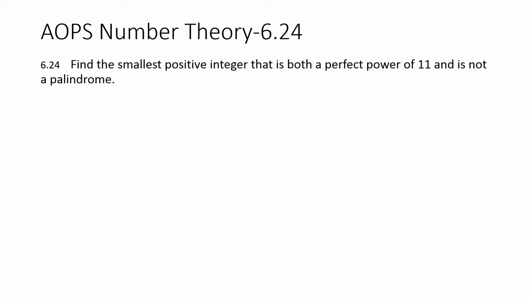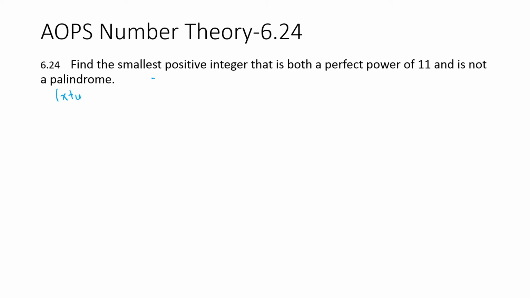AOPS number theory 6.24. Find the smallest positive integer that is both a perfect power of 11 and is not a palindrome. So since 11 is symmetrical, that might be why it's a palindrome. So we expand the powers of x plus y, and we make x 10 and y equal to 1.